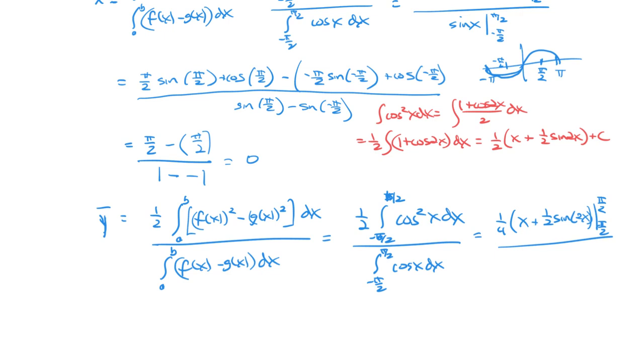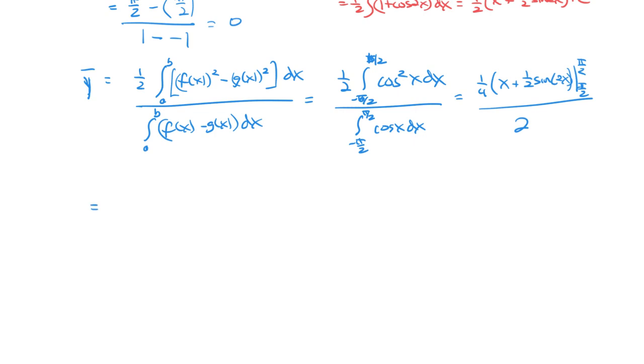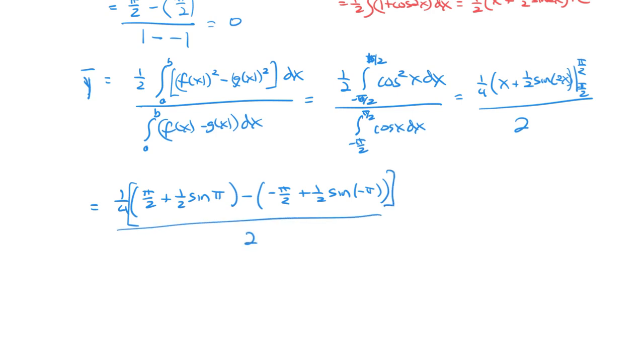Now this part down here, we already did up above, right? We know this is going to be 2 because it's 1 minus minus 1, so I'm just going to put a 2 in here to save a little bit of time. And then we've got to plug in some values. So we're going to get 1/4 times pi over 2 plus 1/2 times the sine of 2 times pi over 2, which is just pi. Then we go minus, and we get minus pi over 2 plus 1/2 sine of 2 times negative pi over 2, which would be negative pi. Down here, of course, we get a 2. So let's see what we've got. Sine of pi is 0, and the same with this: sine of negative pi is still 0.